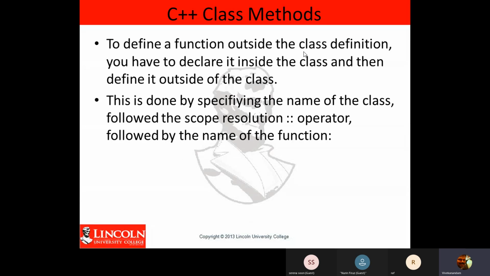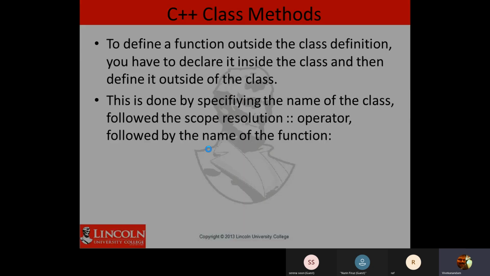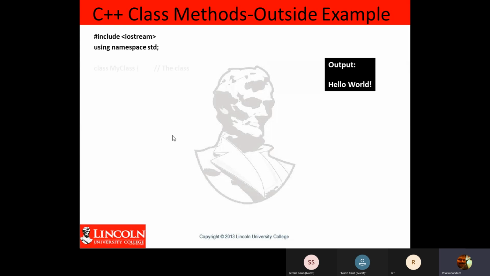So, define the function outside the class definition. You have to declare it inside the class. We learned how to create functions inside the class; now we are going to learn about defining them outside. So declare the function inside the class, define it outside the class, then specify the name of the class followed by the scope resolution operator, followed by the function name. Let's see how to do it.